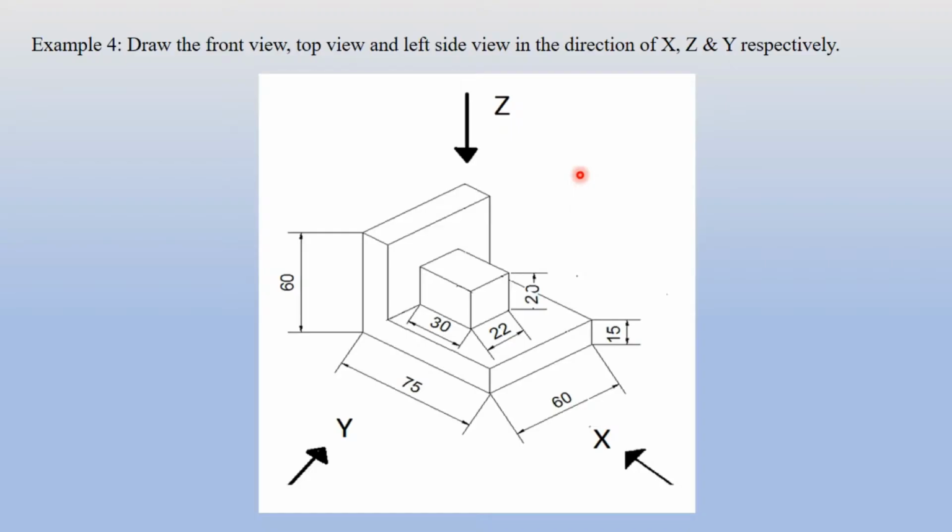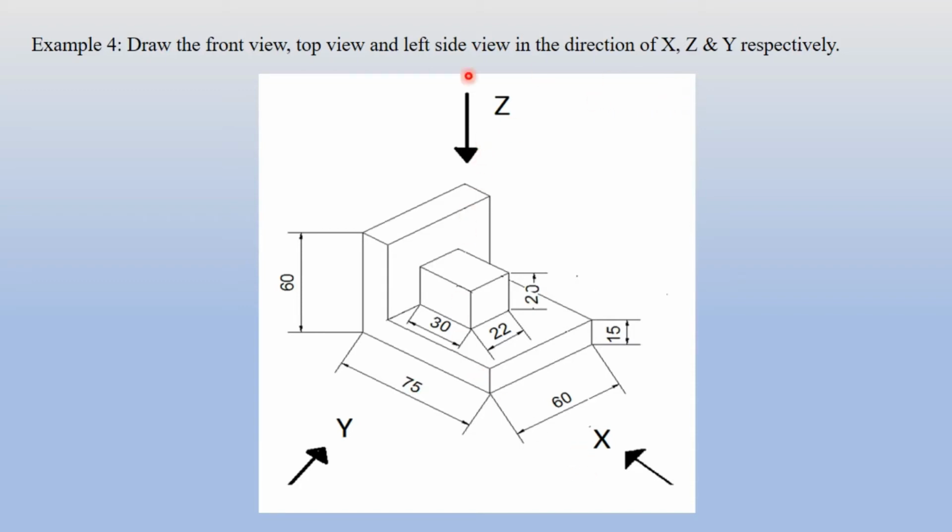This is example number 4. Draw the front view, top view and left side view in the direction of X, Z and Y respectively. So here again we have to draw the front view, top view and side view. But observe here, the perspectives or the arrow or the cross mark is not given directly.